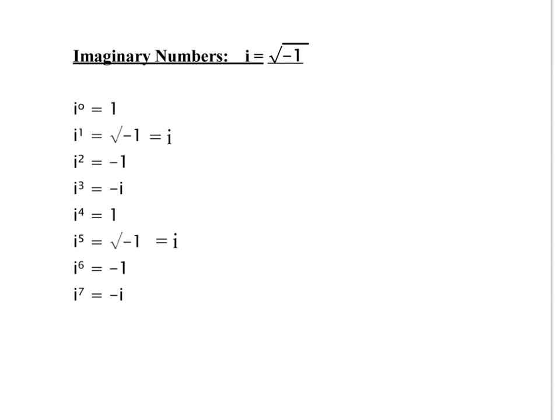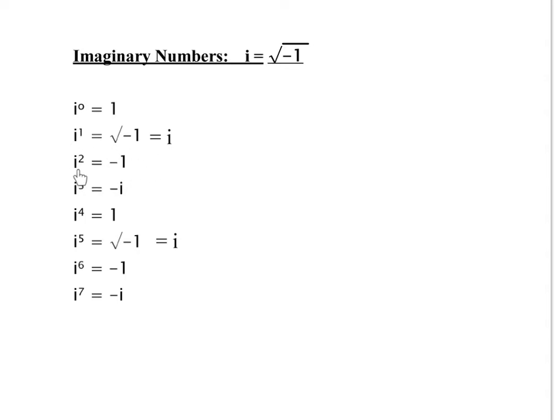This is a pattern now. We're going to talk about the imaginary numbers. By definition, i is equal to the square root of negative 1. Any number raised to the 0 is 1. So i to the 0 is positive 1. i to the first is the square root of negative 1, which is equal to i, of course. Any number to the first power is itself.